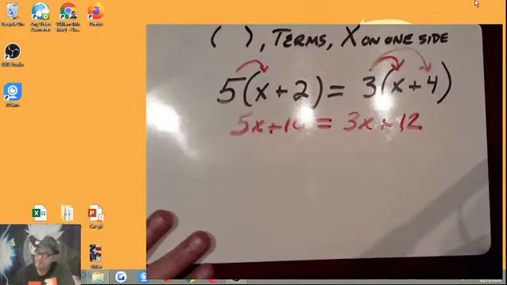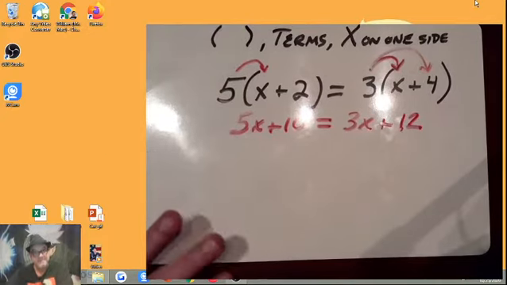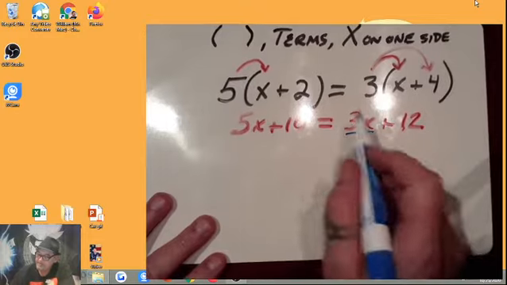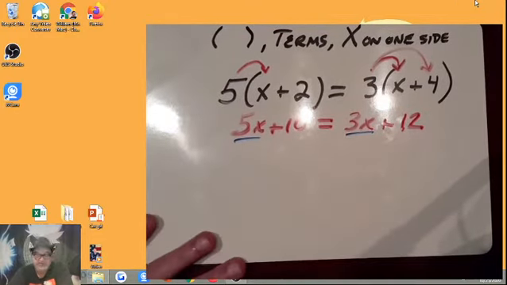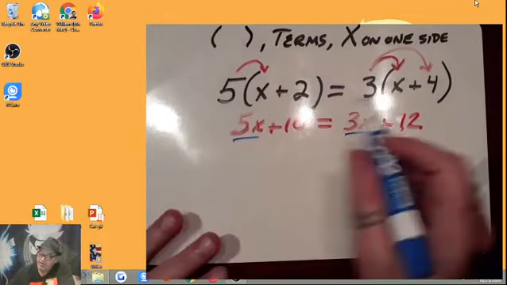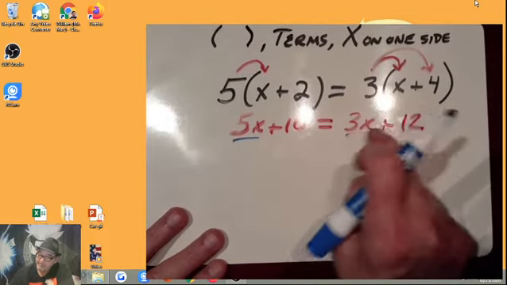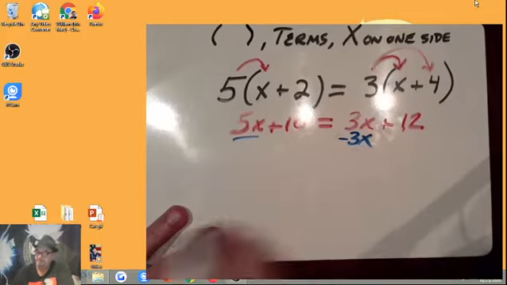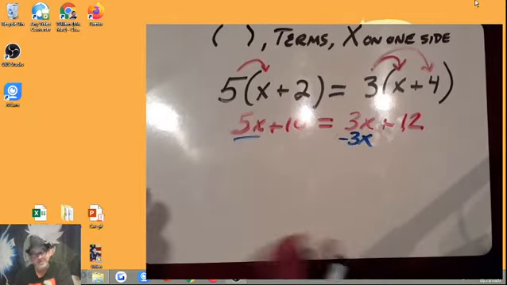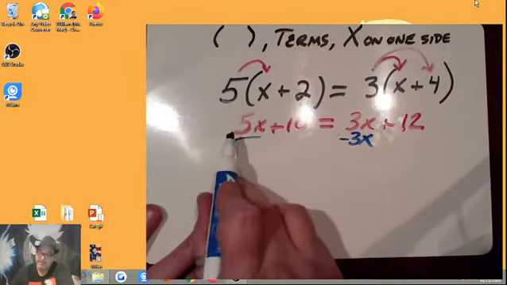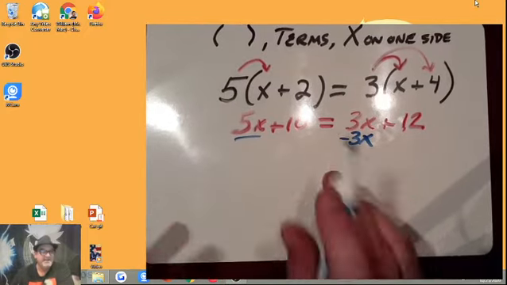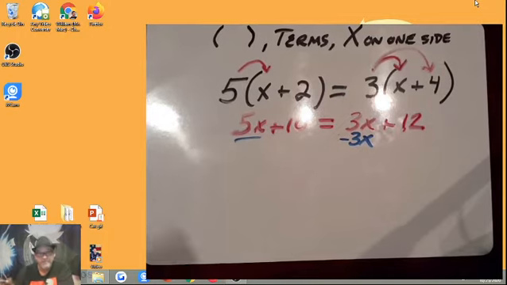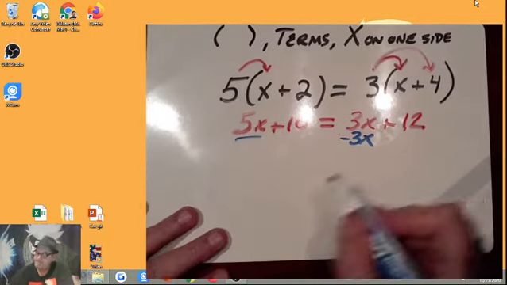How about variables on one side, the third cleanup step that I look for? Yeah, I do have to do that. I've got 3 x's here on the right. I've got 5 x's here on the left. So I'm going to get rid of the smaller number of x's, the 3x, by subtracting 3x. Now again, it doesn't matter which you pick. I could have just as easily subtracted 5x from both sides, and I would have gotten the same answer. So you don't have to worry about, oh, what if I pick the wrong one? It's going to come out the same.